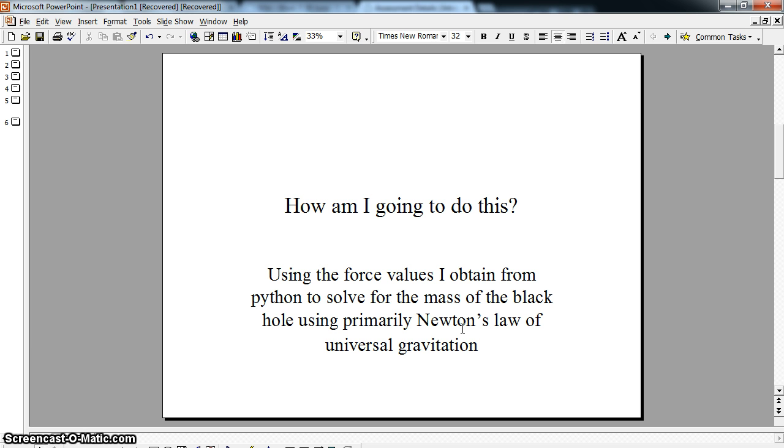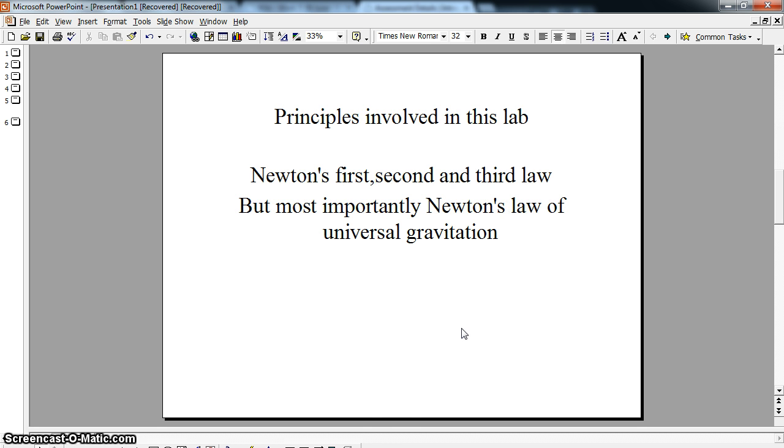How am I going to find the mass of the black hole? Using the force values I obtained from Python, I will solve for the mass of the black hole using Newton's law of universal gravitation, which will be algebraically manipulated to fit the situation.